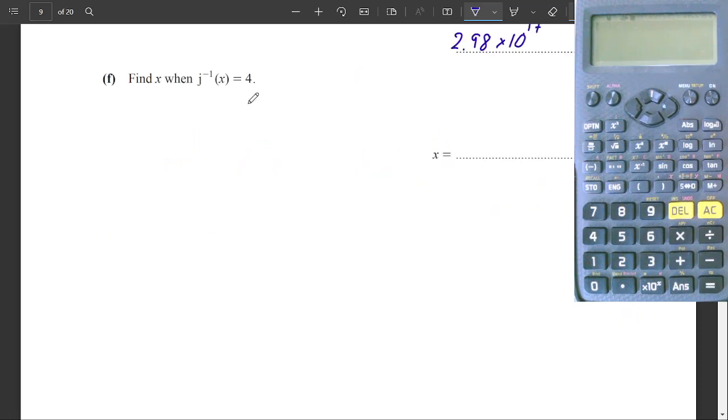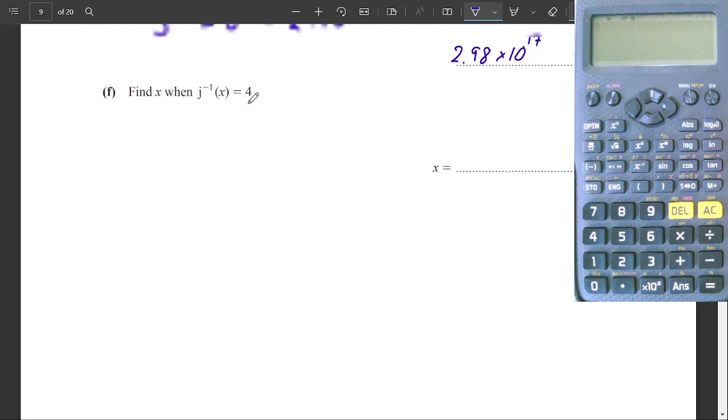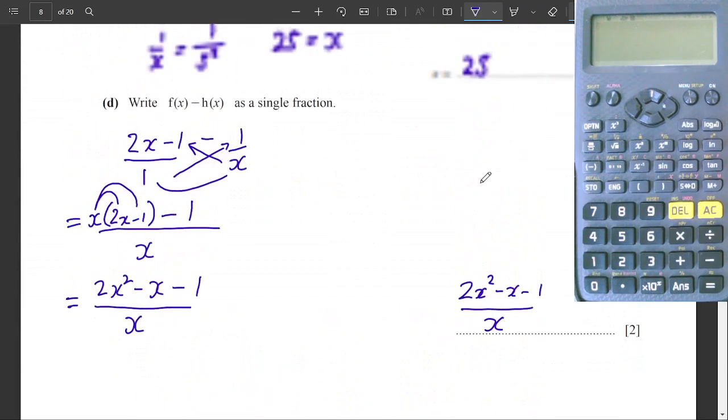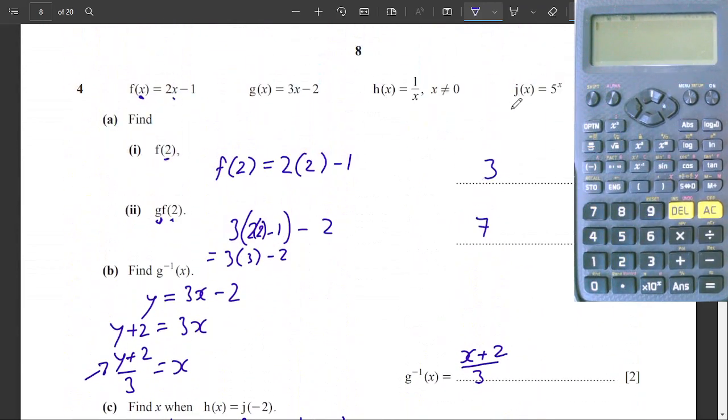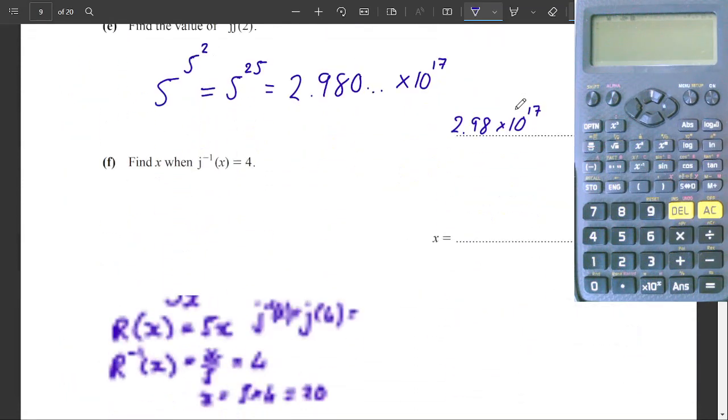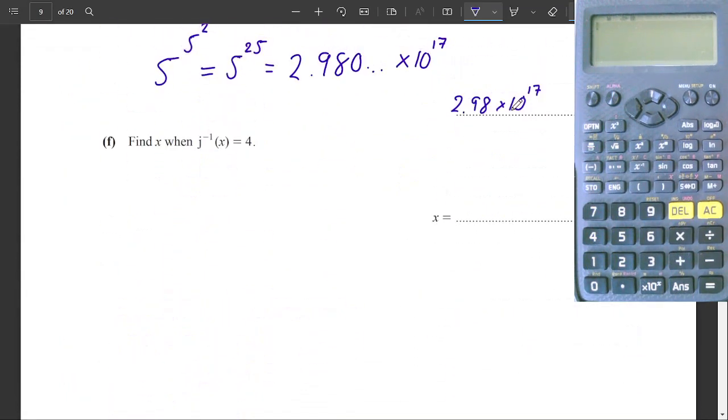Well done. Question 4f. Now, this is difficult to explain without logarithms. Logarithms are not in the exam, so I'm not going to use logarithms. I'm going to try to explain it without logarithms. The function j is 5 to the power of x. So let's write that down. The function j is 5 to the power of x. Finding the inverse of that is another story. So let me give you another example. Let's make up another function.